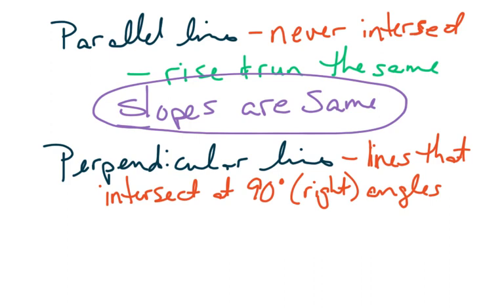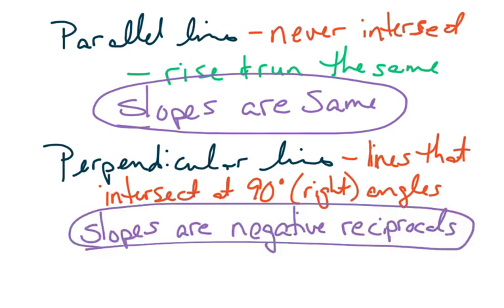Now, in order for that to happen, the rise and the run not only are opposites, because one has to have a positive slope and one has to have a negative slope, they're also flipped versions of each other, called reciprocals. So the slopes of perpendicular lines are negative reciprocals. And again, what that means, negative means that one's positive and one's negative, so they're opposite signs of each other. And reciprocals is just your flipped fraction.